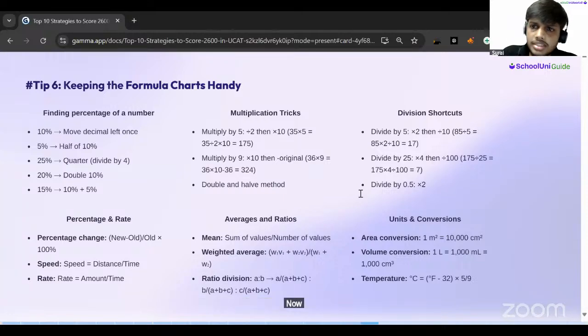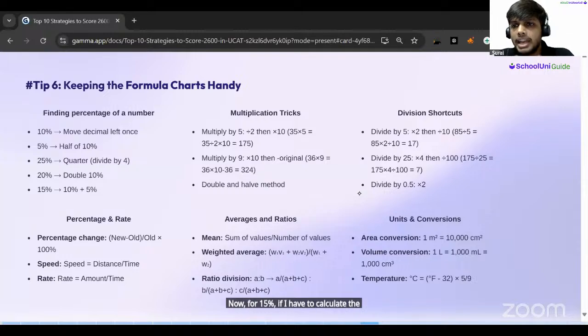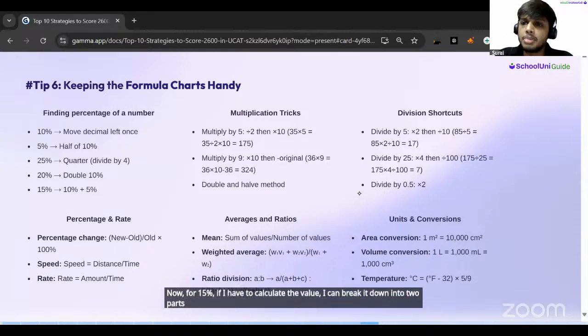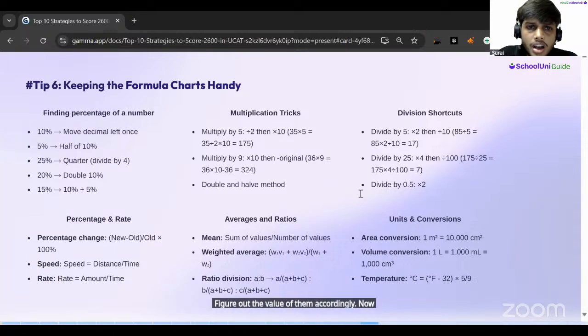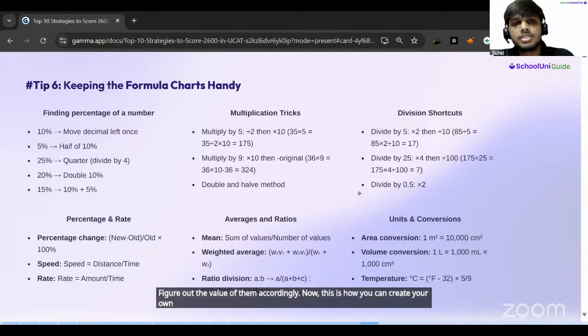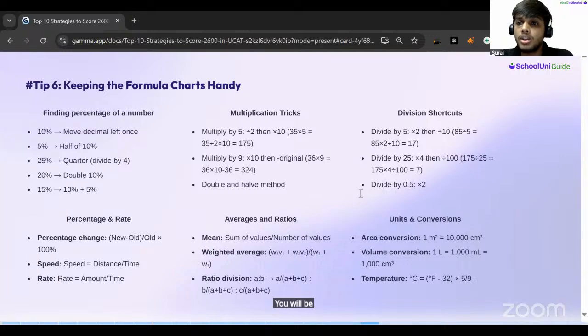Now for 15%, if I have to calculate the value, I can break it down into 2 parts. One is 10%, the other one is 5%, and then figure out the value of them accordingly. This is how you can create your own formula charts as well and hang it near your study table or wherever you will be able to see it frequently, so that on the day of the examination, you do not need to cram all of the formulas at once. You will be well equipped with all the formulas in one place.